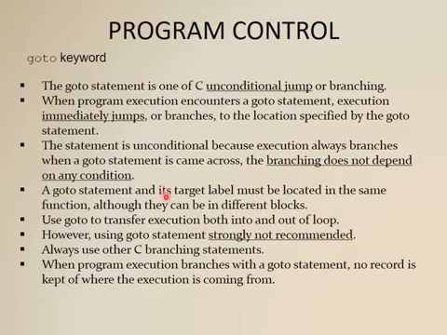The goto statement's target label must be located in the same function, although it can be in a different block. The use of the goto statement can transfer the execution both into and outside the loop. However, using the goto statement is strongly not recommended because it is an unconditional statement. Always use the other C branching statements. Whenever the program execution branches with the goto statement, no record is kept of where the execution came from. So we cannot say how we can return from this called location.